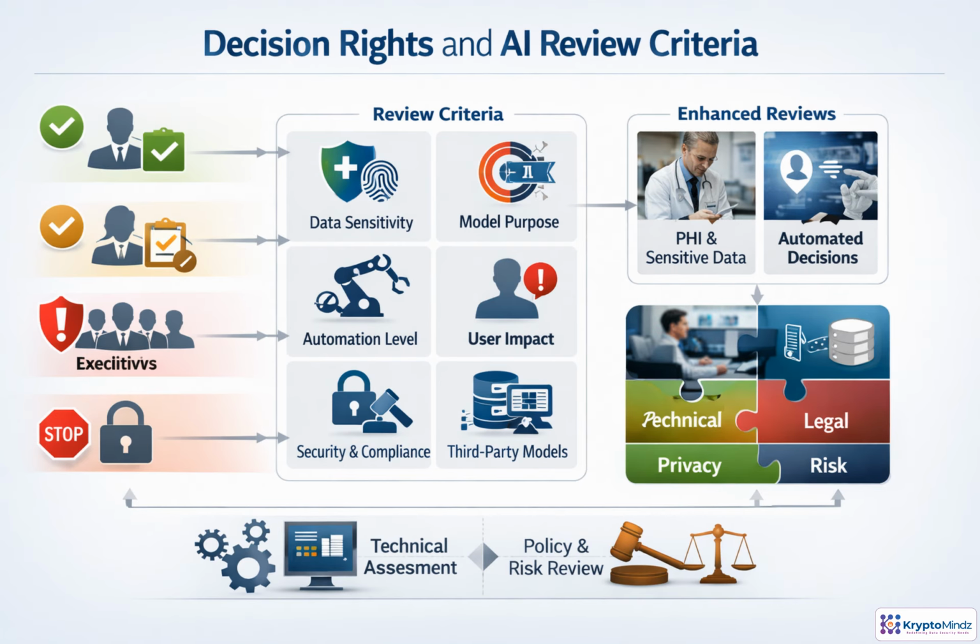Decision rights make authority clear. For each risk tier, define who can approve, who must be consulted, and who can block release. Review criteria should cover data sensitivity, purpose, automation level, user impact, security exposure, regulatory duties, and third-party reliance. Higher-risk cases such as PHI, sensitive data, automated decisions, or external models need enhanced review. Keep technical readiness separate from legal, privacy, and enterprise risk acceptance, so each decision is accountable and defensible.